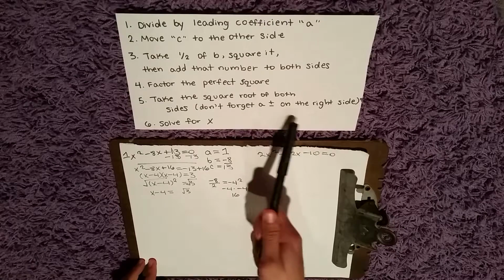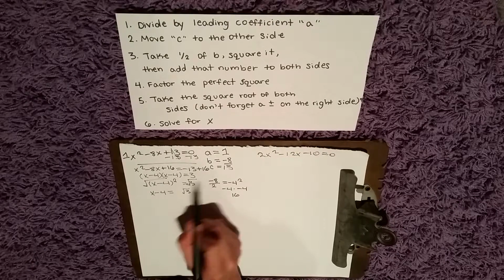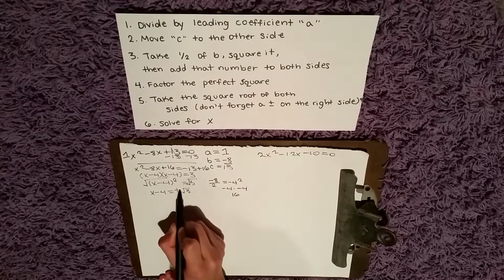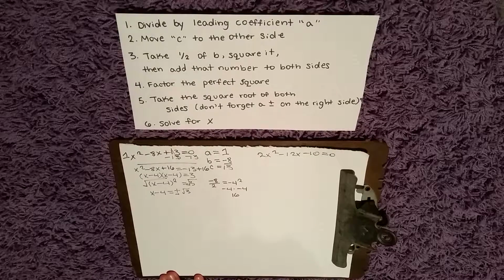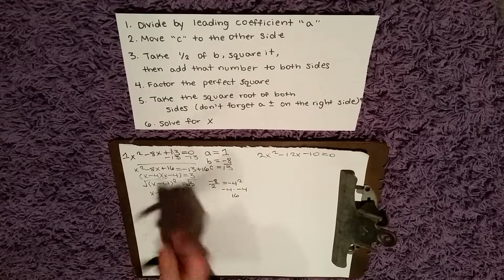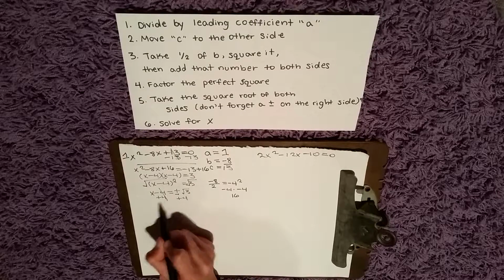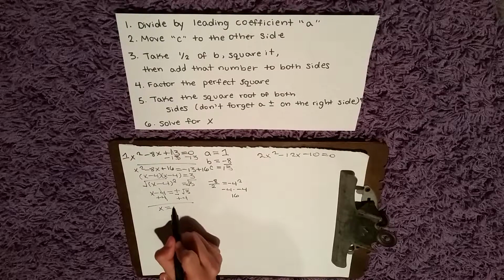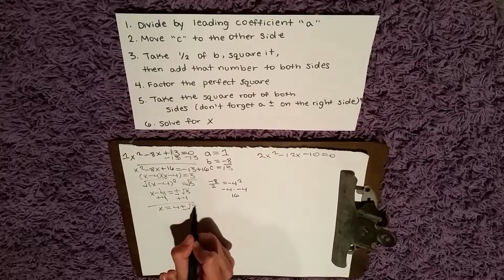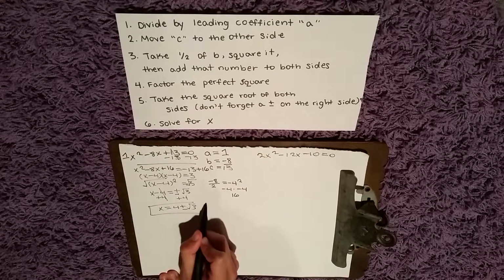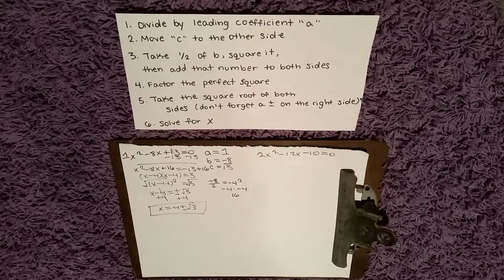Oh, but don't forget a plus or minus, because once you put a square root over a number, you have to put a plus or a minus. So now we're going to add 4, because we're going to solve for x, as step 6 dictates. And you would get x equals 4 plus or minus rad 3 as your answer. So we're going to move on to the second one now.